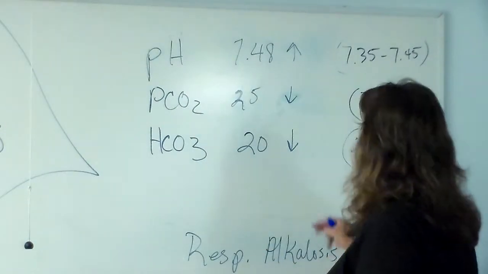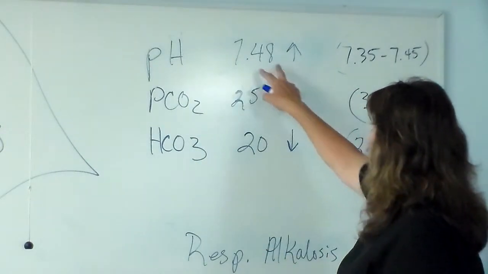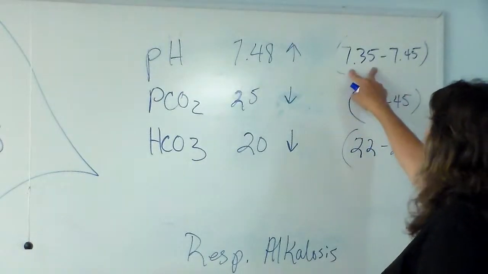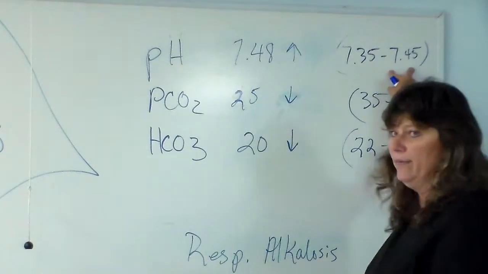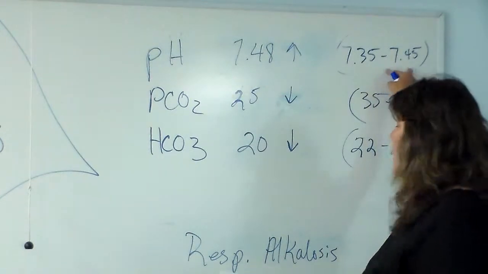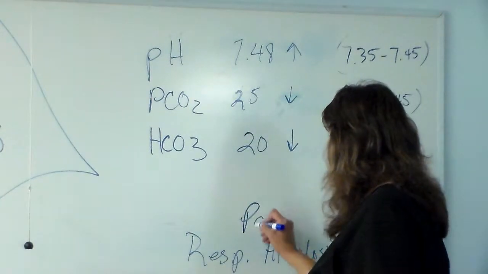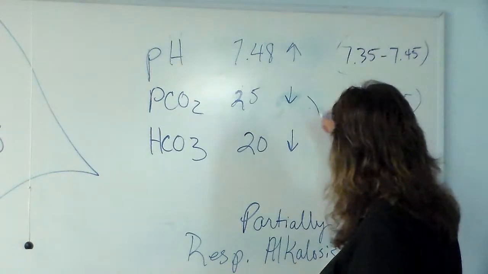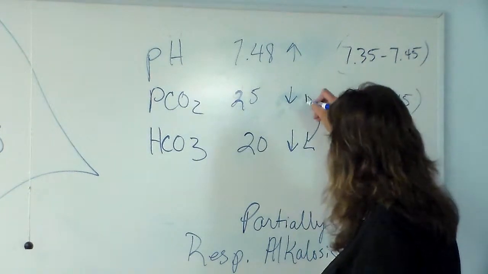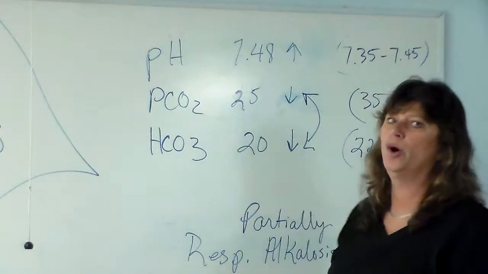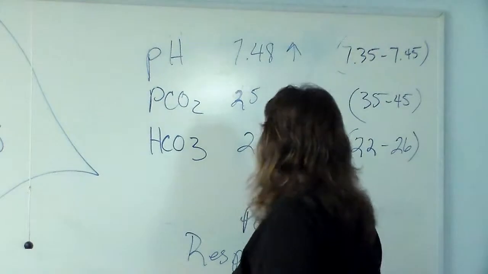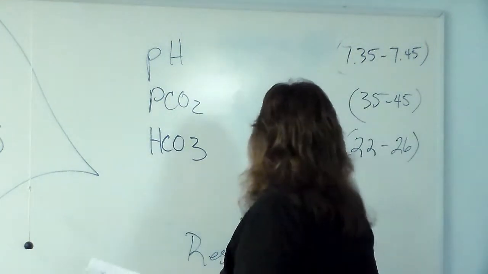All right. So we would call this, is it fully compensated? No, it does not fall between the 7.35, 7.45 yet. Not yet. So it's partially compensated, all right? Because the other system is kicking in to help the respiratory system cope and conquer whatever is wrong with it. Okay, let's try another one.